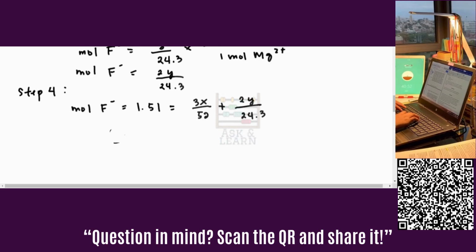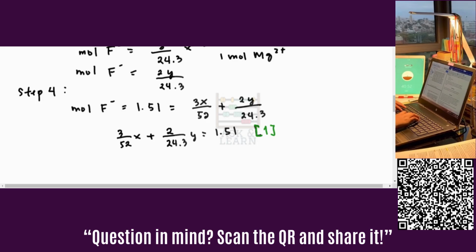Or let us just simply write it. Okay, I'm gonna use fractional form for this. 3 over 52x plus 2 over 24.3, y equals 1.51. And let us say this is equation 1.